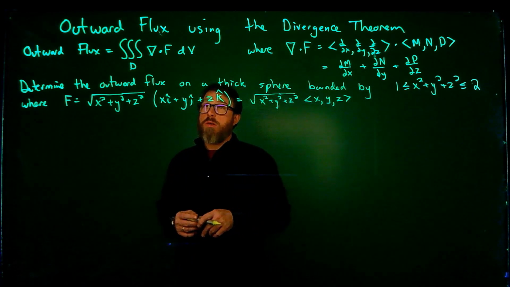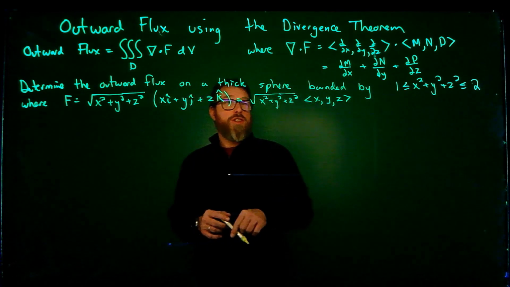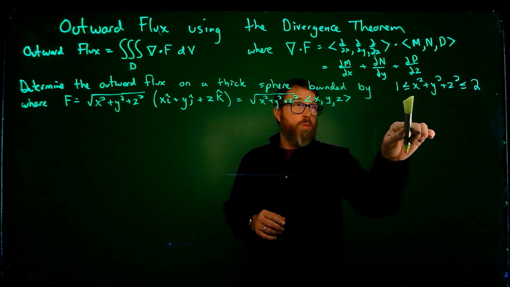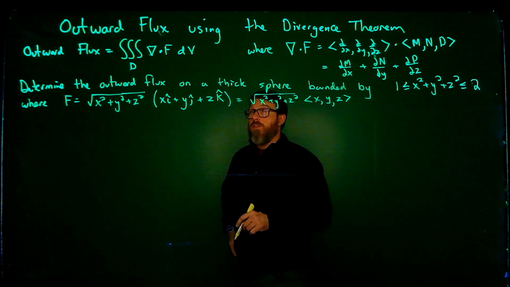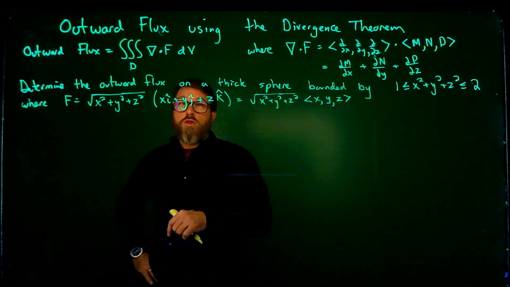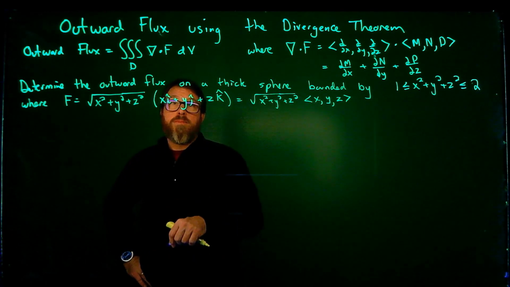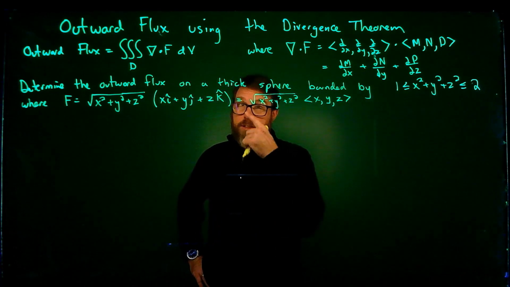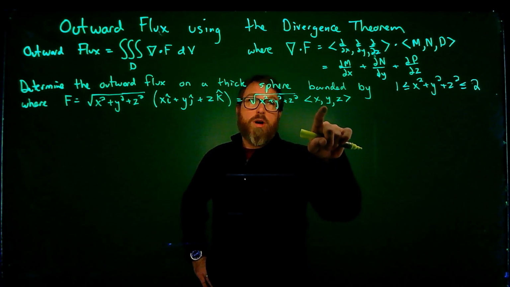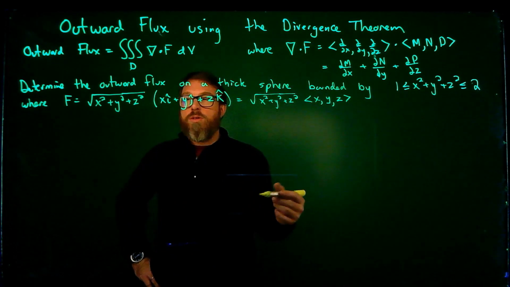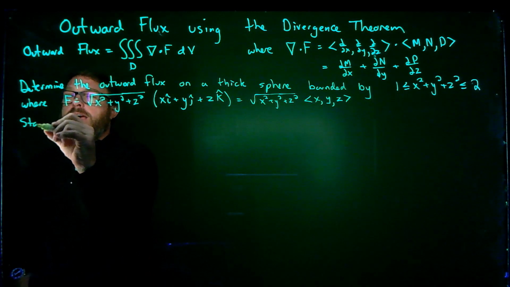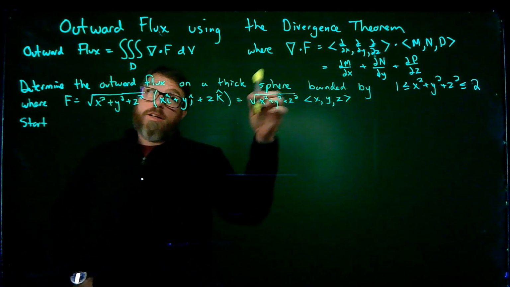So what I want to do is determine the outward flux on a thick sphere bounded between 1 and 2, given this vector field: the square root of x squared plus y squared plus z squared multiplied by xi, yj, zk. I wrote it in this form as well because I was using them over here. Okay, so in order to do this, we have to start by finding the divergence.